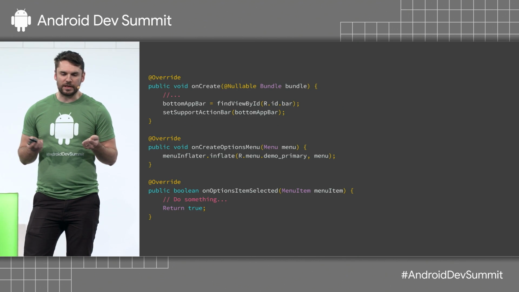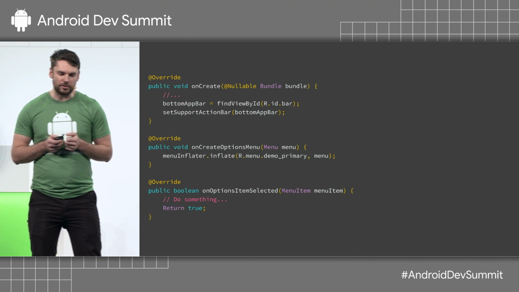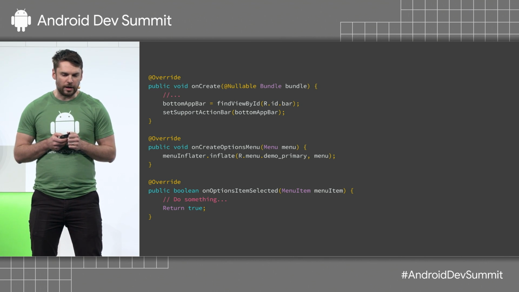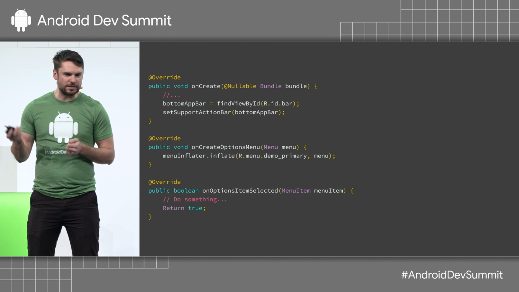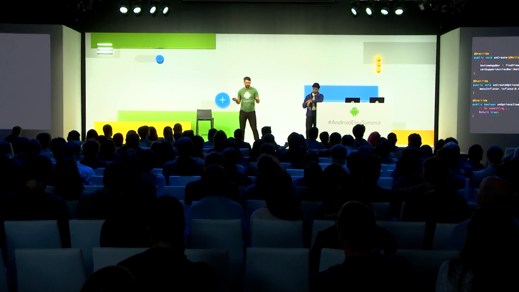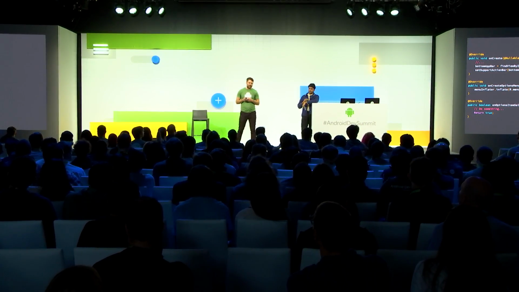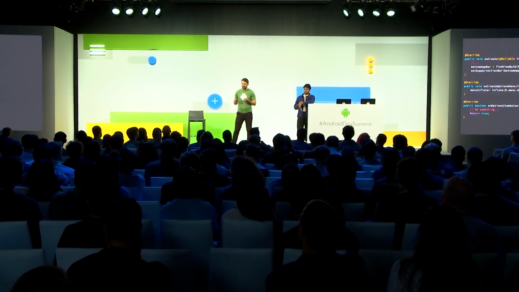If you're already using a toolbar, it's super easy to start using the bottom app bar. If you're setting the support action bar for the toolbar, just set it for the bottom app bar instead, and everything else works the same way. But you can also use an on-menu item click listener directly on the bottom app bar.